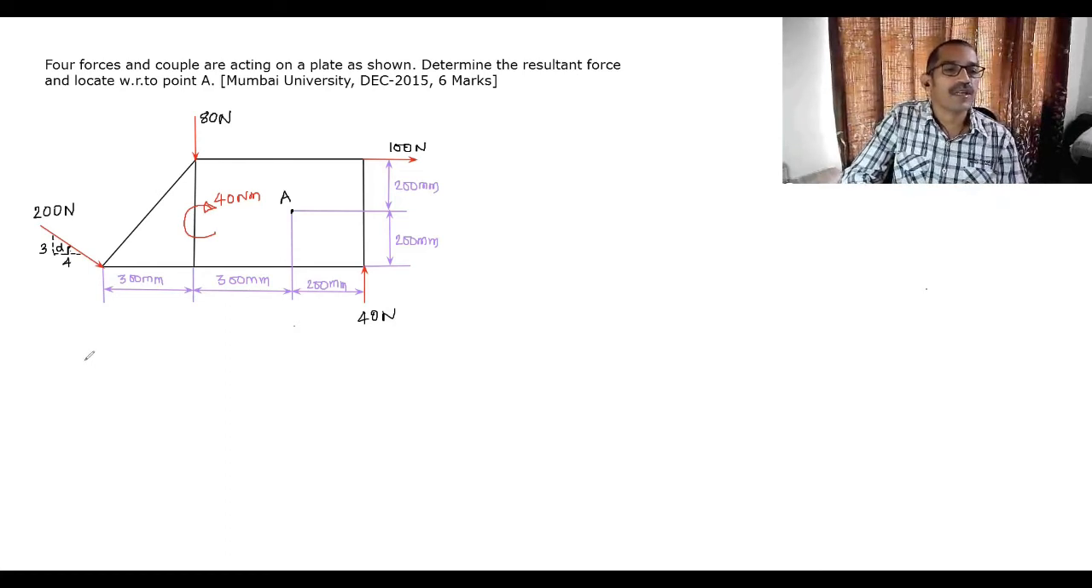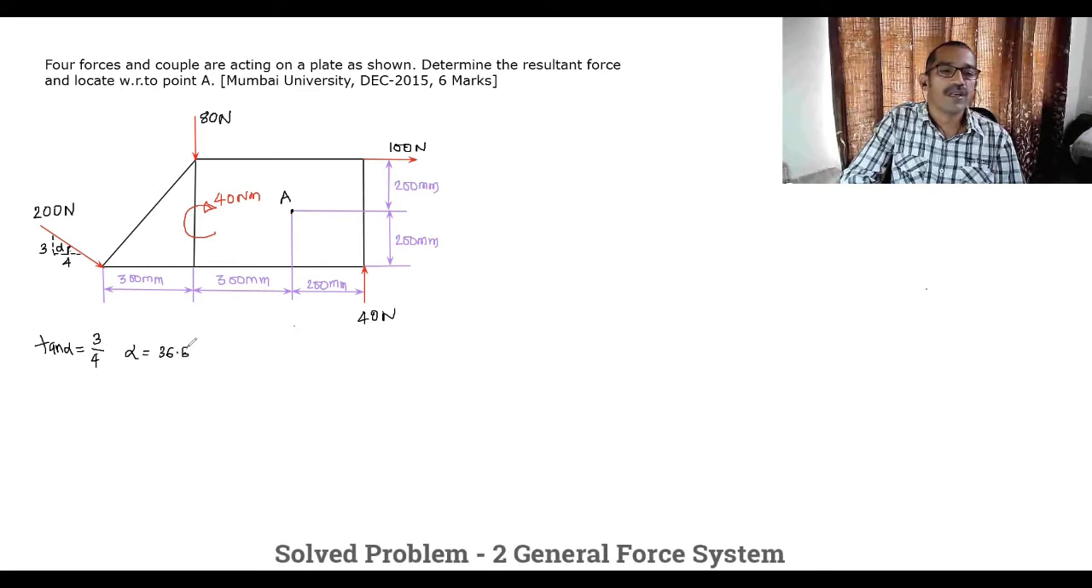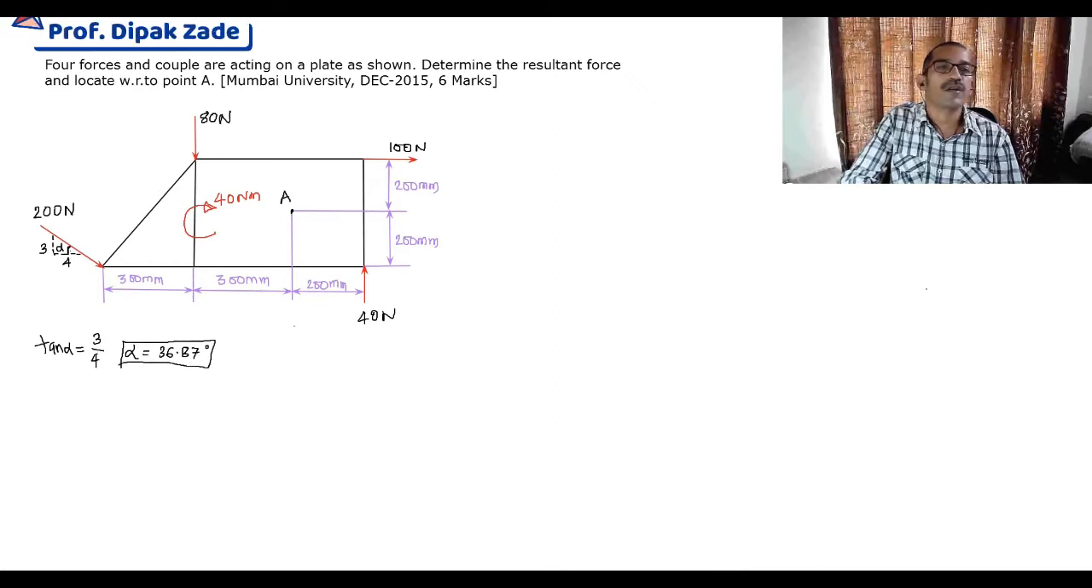So if we take tan of this angle alpha, it equals what? Opposite upon adjacent. Opposite to the angle is 3, adjacent is 4. Tan inverse of 3 by 4 will give angle alpha. Alpha comes out to be 36.869, we'll take 36.87. This is the inclination.